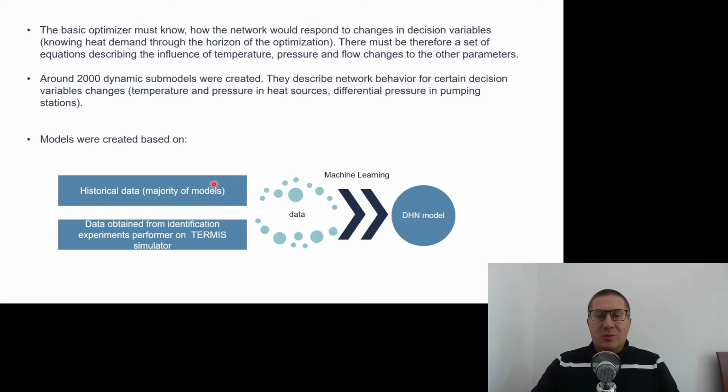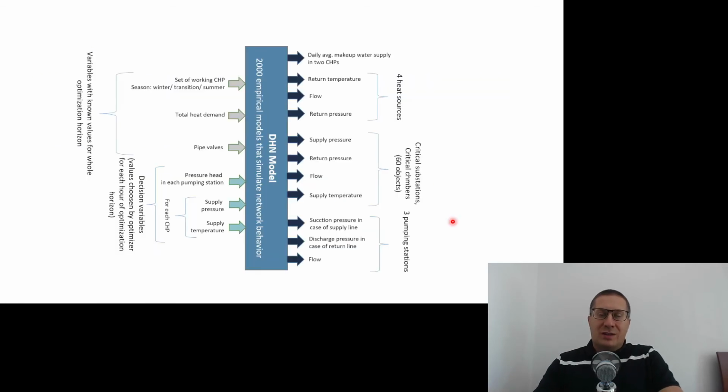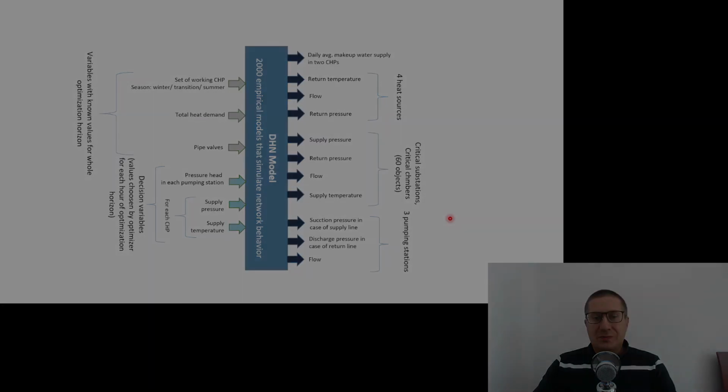So based on the data from reality and from identification experiments, where we, for example, just change the temperature in one heat source and in another experiment in the other heat source, we cut those linear correlations. We were able to create 2,000 dynamic models that together make a simplified model of the district heating network.